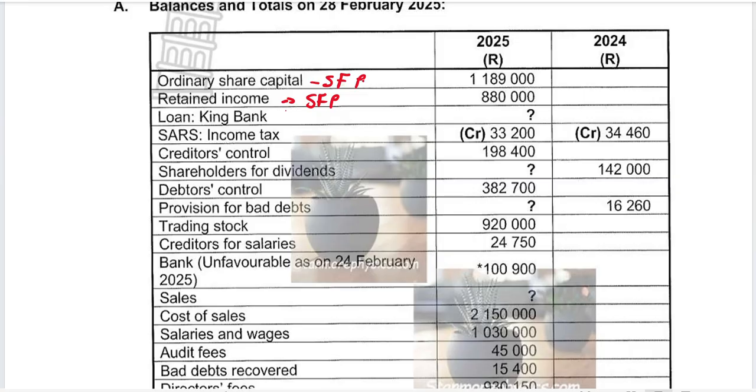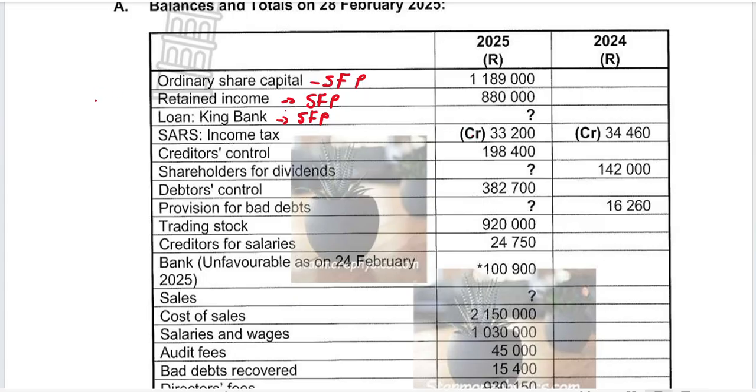Since they've provided this amount for us, we go down. We have King Bank loan. This also affects the statement of financial position, but they didn't provide the amount for us here. It means there is an adjustment that will tell us what to do. And then we have SARS income tax. Since it is credit, it means that it is payable, so it falls under current liabilities.